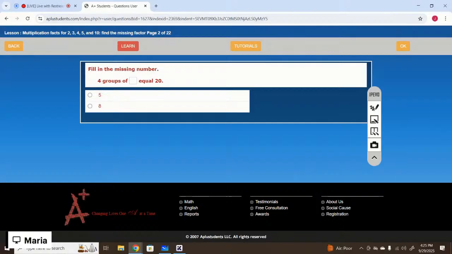Fill in the missing number. 4 groups of how many equal 20? 4 groups of 5 equals 20. 4 groups of 5 equal 20. Option number 1 is the correct option.